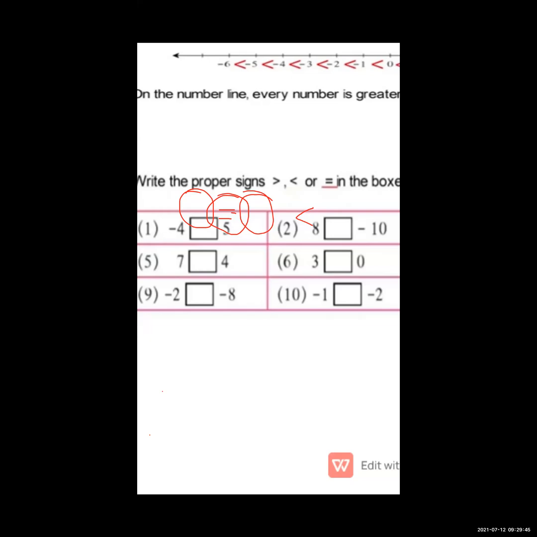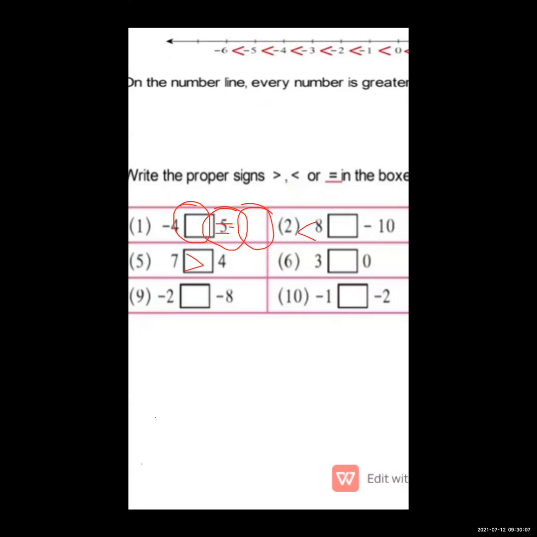Bhavya, I have unmuted you, Bhavya. Yes, ma'am. Yeah, beta. Give me the fifth and sixth answer. Fifth and sixth. 7 is greater than 4 and 3 is greater than 0. Very good. Now unmute myself. Yeah, beta. 7 and 3. Okay.